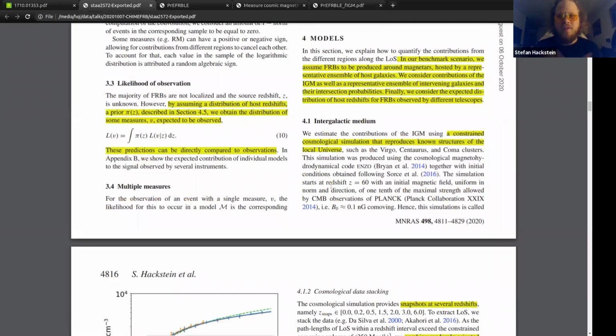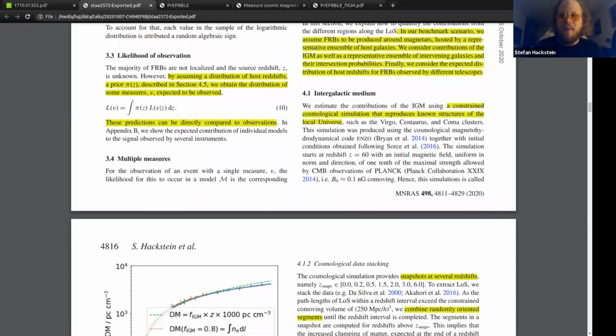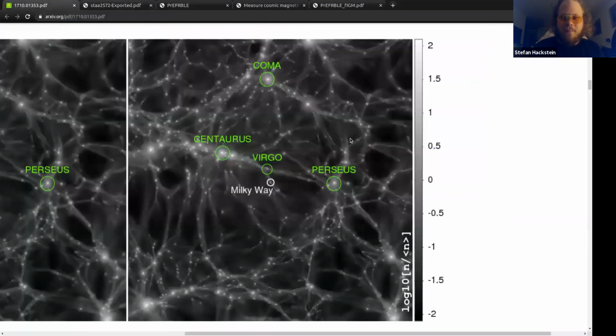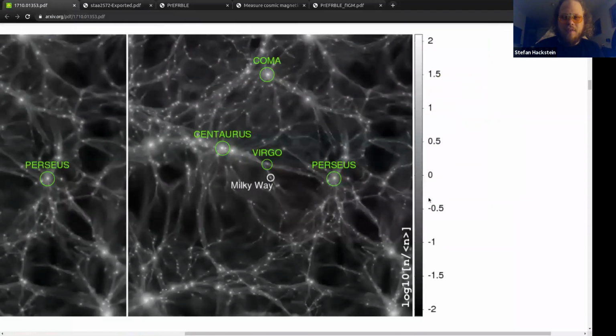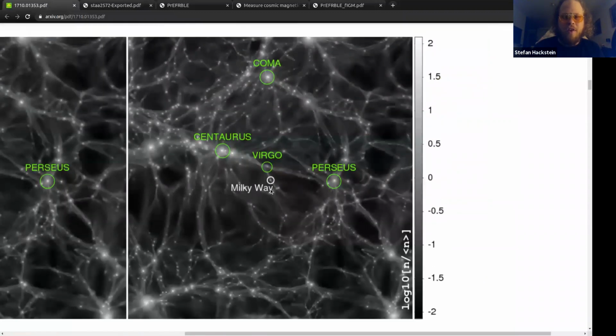Since I was most interested in the intergalactic medium, we start with this. For this, we use constrained cosmological magnetohydrodynamic simulations that reproduce our local universe. And here you can see a picture of this. This is the distribution of matter, and you can find the most prominent structures in our local neighborhood around the Milky Way here.